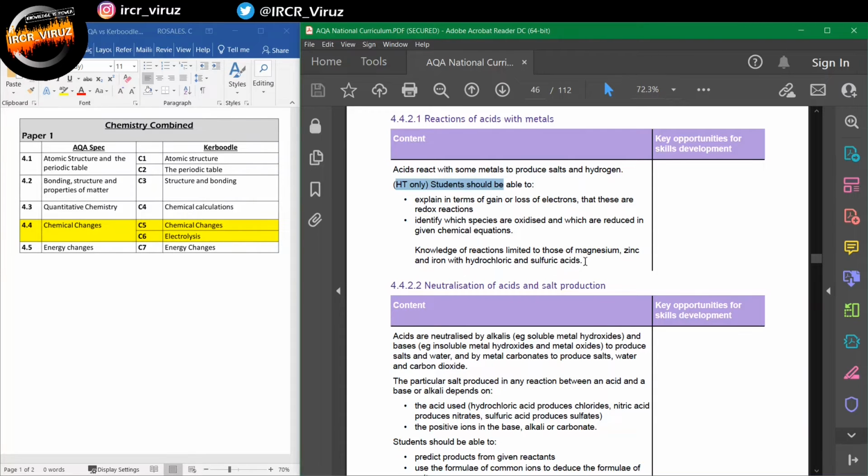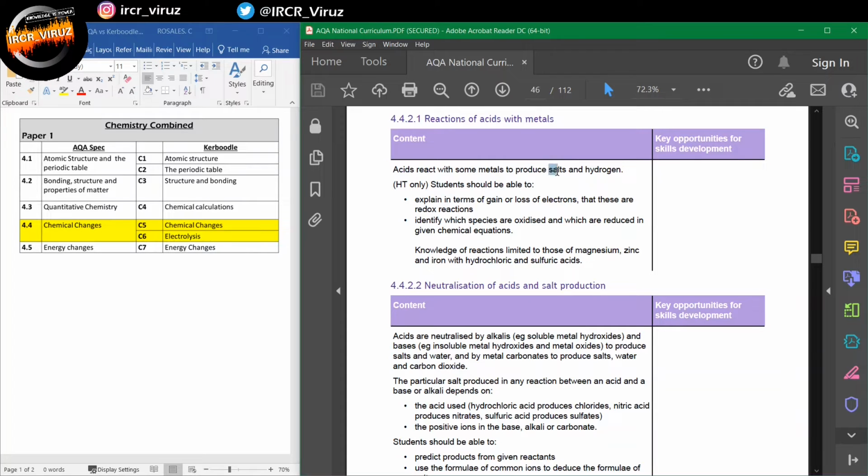So you only really need to worry about these metals, all right: magnesium, zinc, and iron, reacting with hydrochloric acid and sulfuric acid. Okay, they're not gonna give you any other metals to work with. If they give you a question on this, they will strictly ask about magnesium reacting with hydrochloric acid and also sulfuric acid, zinc and iron reacting with hydrochloric acid, also sulfuric acid. Okay, that's what you need to know. Okay, but it is important that you know that salts are made.